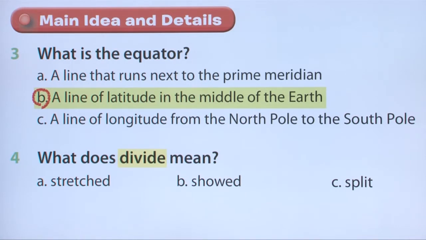All right, question number 4. What does divide mean? What's the meaning of divide? Is it stretched, showed, or split? What's the best word for divide? Yeah, split. Or I can say cut sometimes. Yeah, right. The Earth is divided. The Earth is split into different hemispheres.